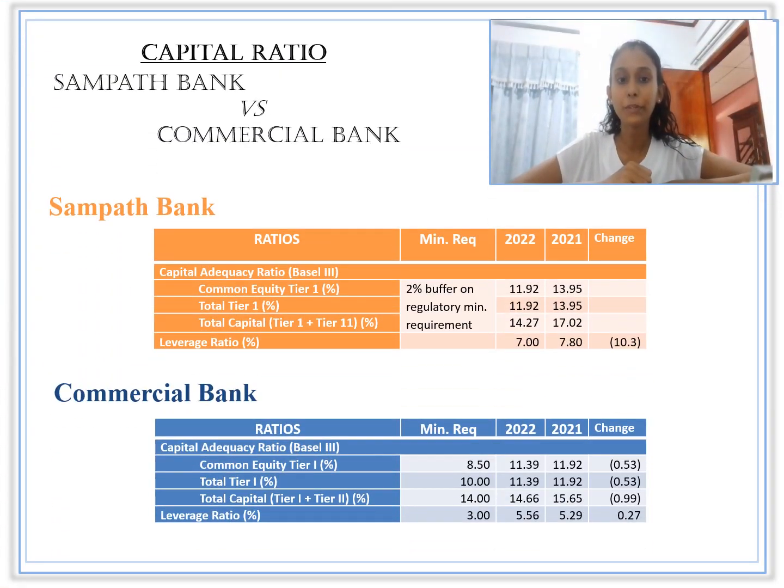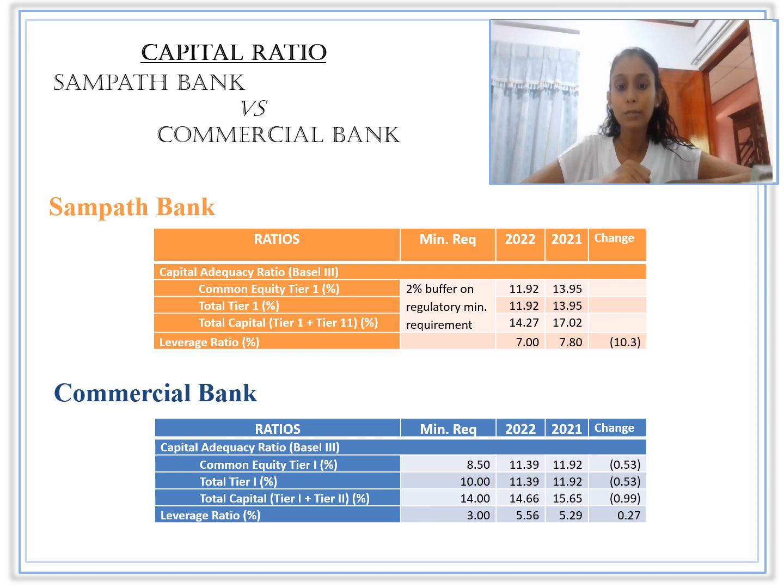Thank you, Hashini. Next, we move into the capital ratios for Sampath Bank and Commercial Bank. Firstly, we discuss the Sampath Bank capital ratio. Sampath Bank's 2021 common equity Tier 1 is 13.95 and 2022 is 11.92. Total Tier 1 2021 is 13.95 and 2022 is 11.92. Total capital 2021 is 17.02 and 2022 is 14.27. Then the Sampath Bank leverage ratio is 7.80 in 2021 and 7 in 2022.